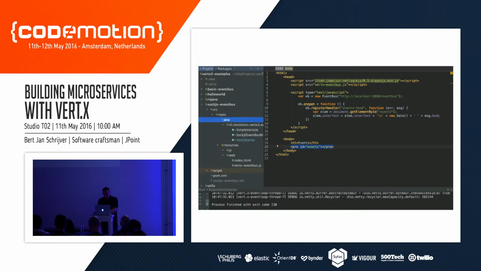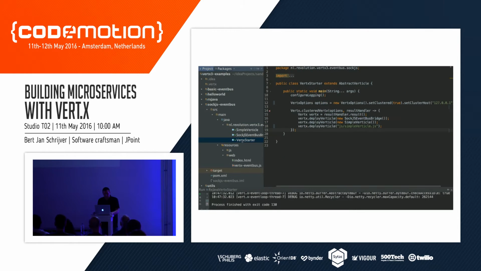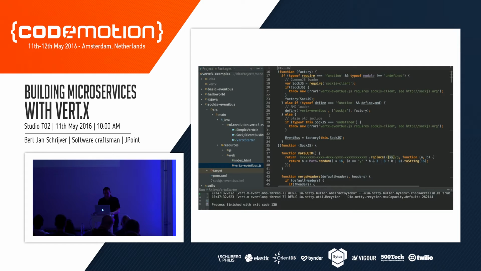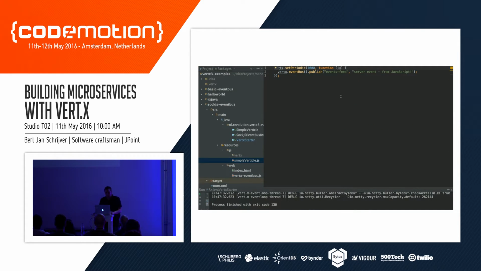So let's look at the implementation. I've got a starter that will deploy 3 verticals. It will deploy a very simple vertical that will start a periodic event every second and will say, hi, I'm Java. And there's the same thing in JavaScript. Well, let's not open that one, but this one. That will send an event every second and will say, hi, I'm JavaScript. So these are publishing events to the event bus every second.